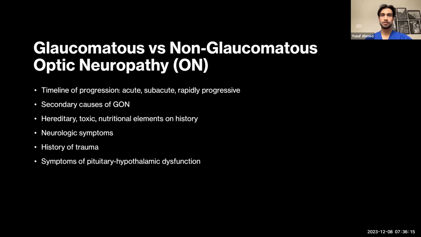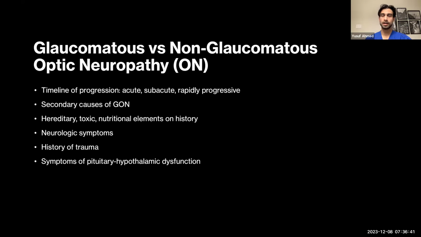He brought us specific areas in which we can look on history, physical exam, on the eye exam, and also on the RNFL and visual field to help us identify glaucoma from non-glaucoma. On history, he told us to keep in the back of our mind attention to the progression of their symptoms and whether they're acute, subacute, or rapidly progressive. This could possibly indicate non-glaucomatous origin.